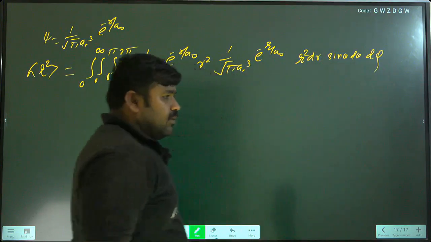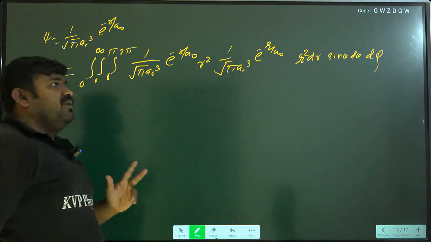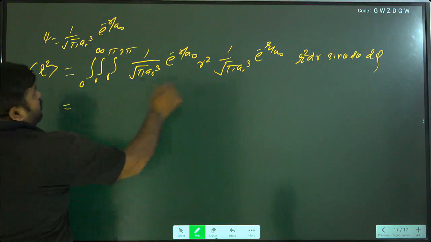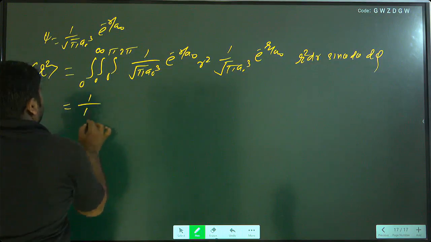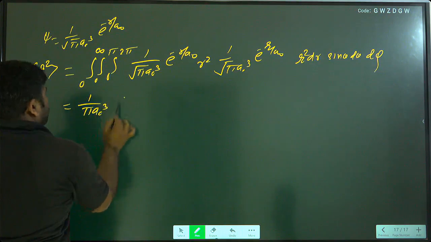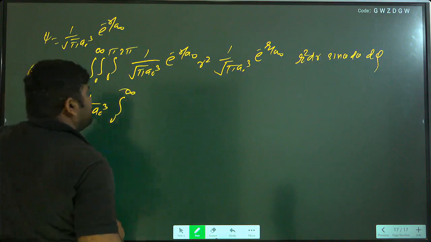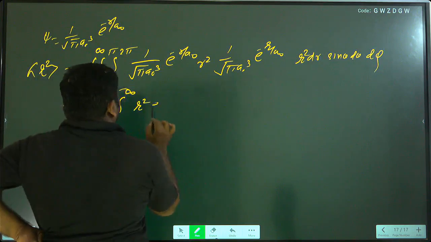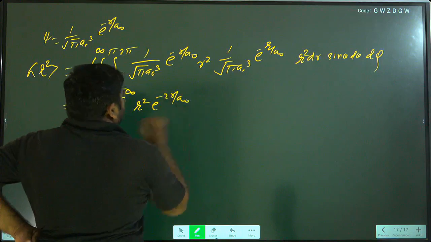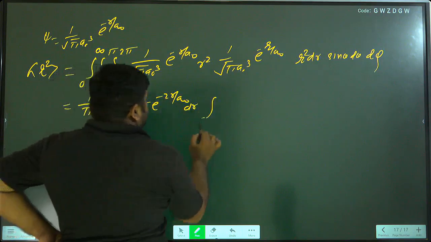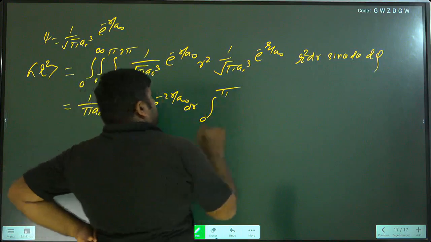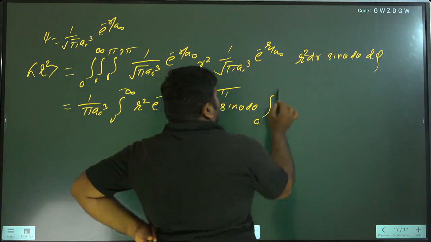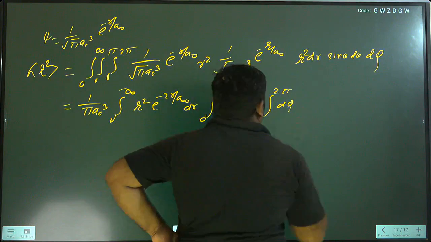Understood? Here, how many variables? 3 variables: r, theta and phi. Split all three. 1 upon pi a naught cube. This becomes 1 upon pi a naught cube, limit 0 to infinity, r square e to the power minus 2r upon a naught into dr. First one. Second one, 0 to pi sin theta d theta. Next, 0 to 2 pi into d phi.